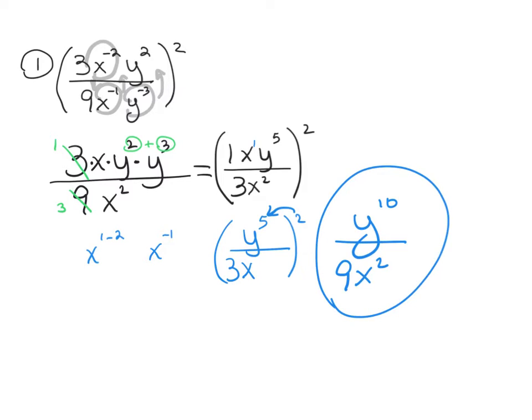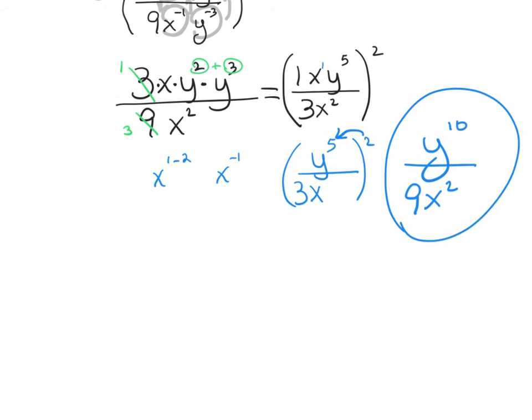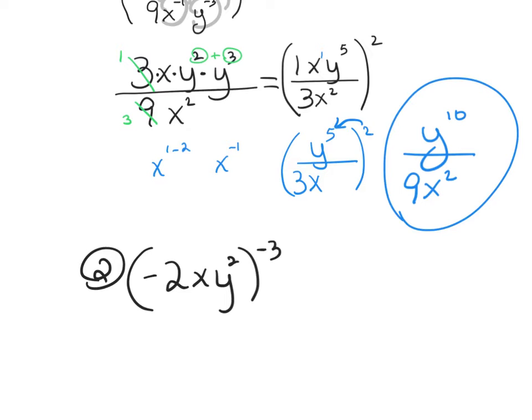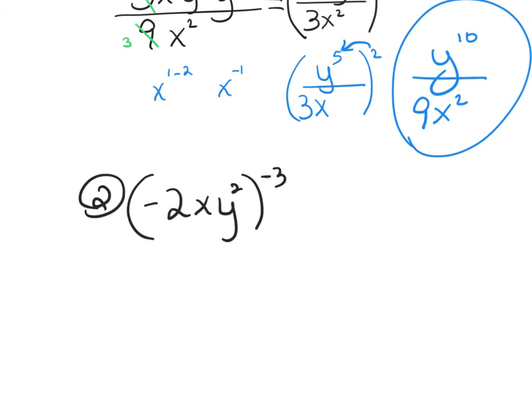Let's try the next one. Number 2, negative 2xy squared raised to the negative 3 power. Remember, when you have a negative exponent, it's going underneath a 1. So I'm moving everything underneath and then making it a positive 3.